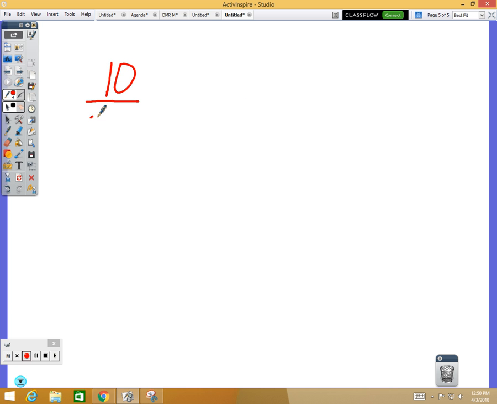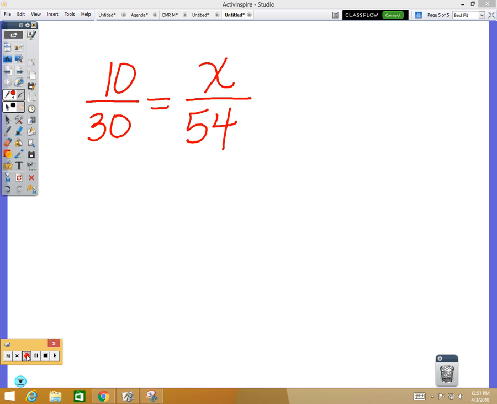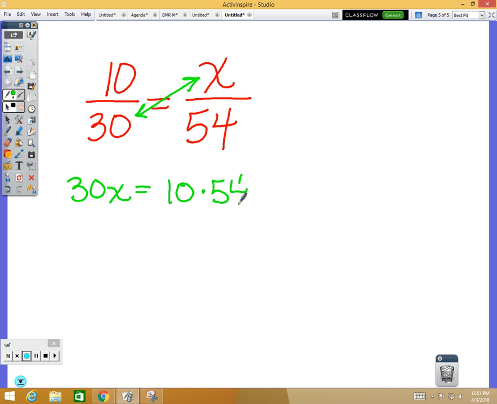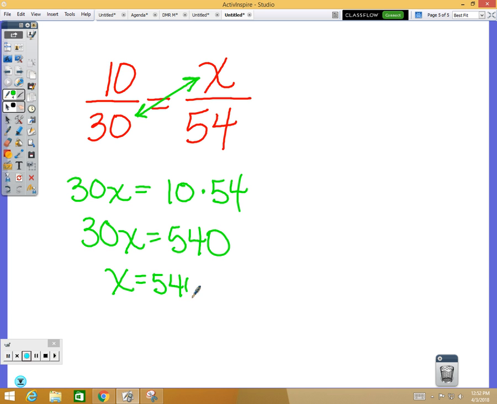10 over 30 equals what over 54? Again, you try this one. So again, I like matching up my number with my variable first. So 30 times x equals 10 times 54, which is 540. So to get x by itself, I'm going to do 540 divided by 30. And x equals 18. Very good.